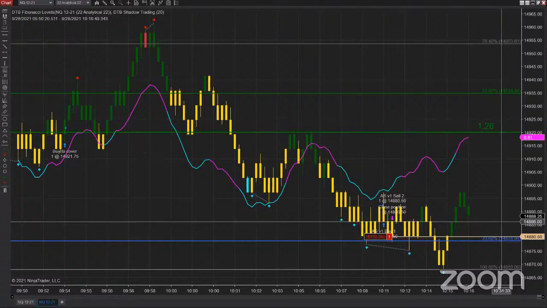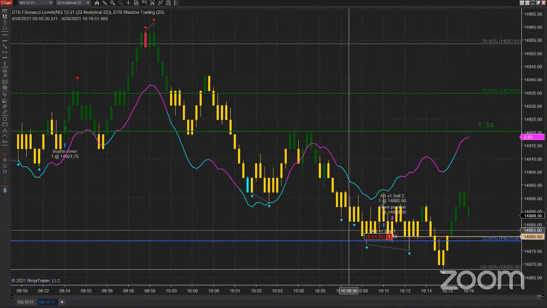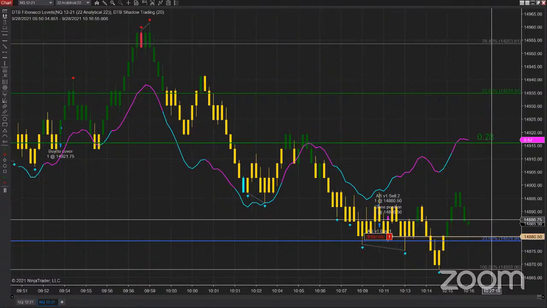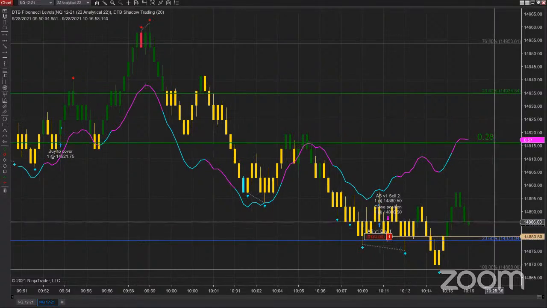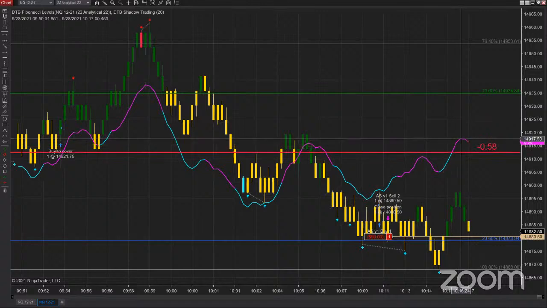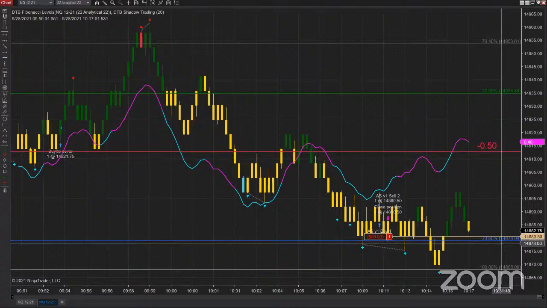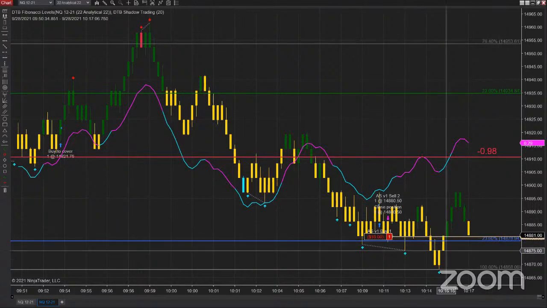Realistically, in a long position here, I would be very much on the edge of my seat. Unless this momentum line really flattens out and starts coming down, gold bars, and the price closes below the 23.6. So this could just have been a little false breakout.